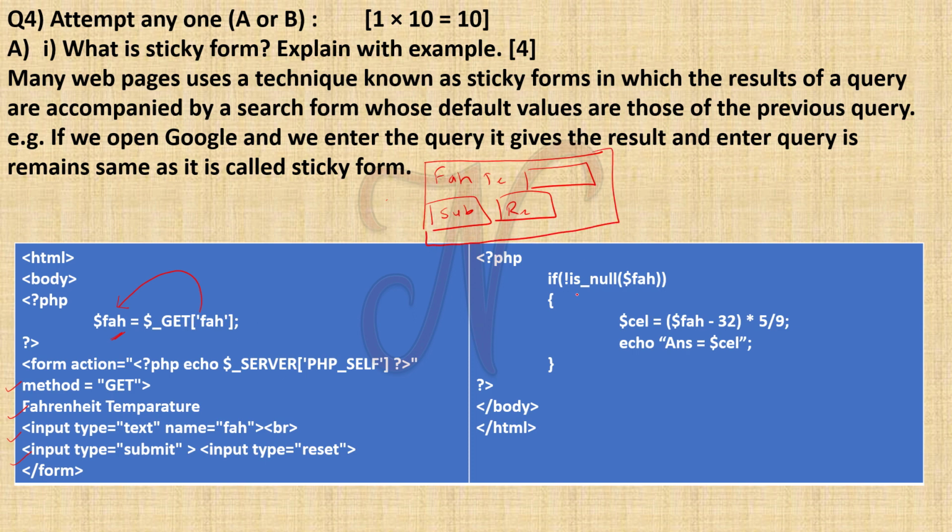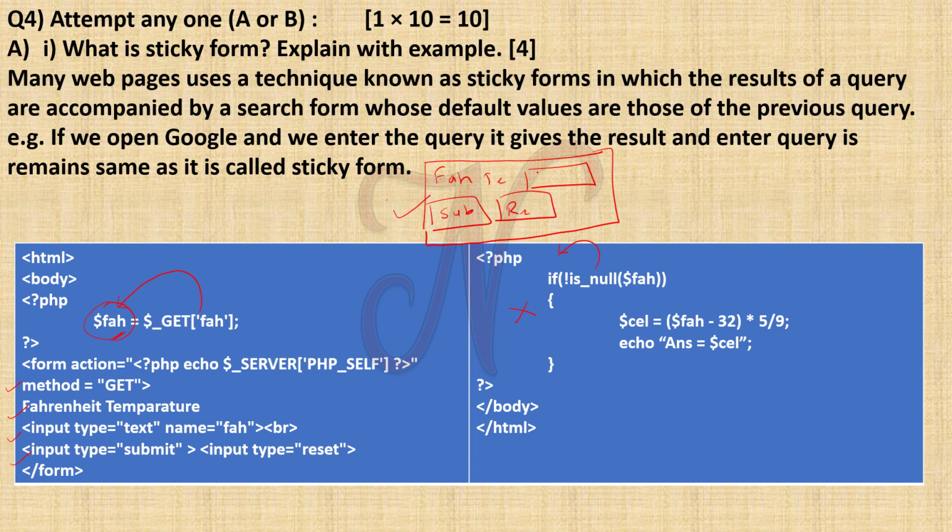Then here, is_null($fh): initially $fh is null, so is_null is true, and not of true is false, so it does not go into the if statement. So the first time my output is like this.